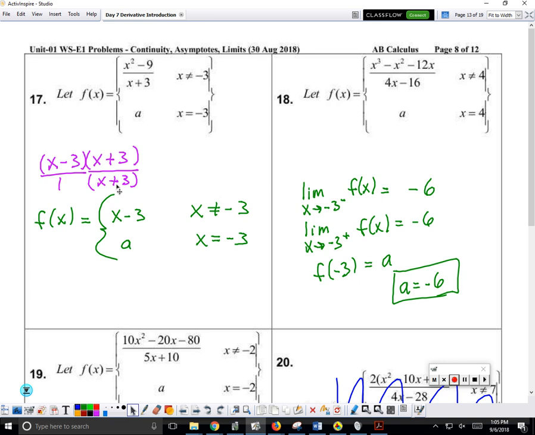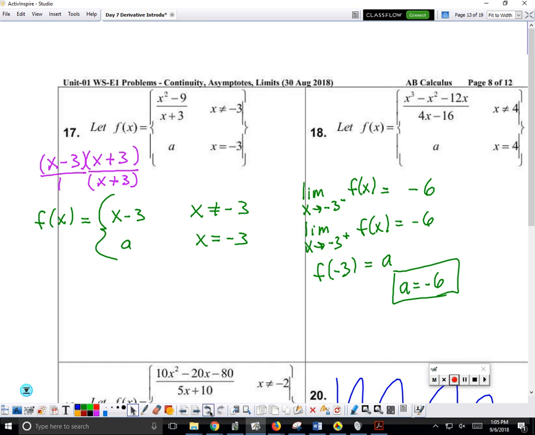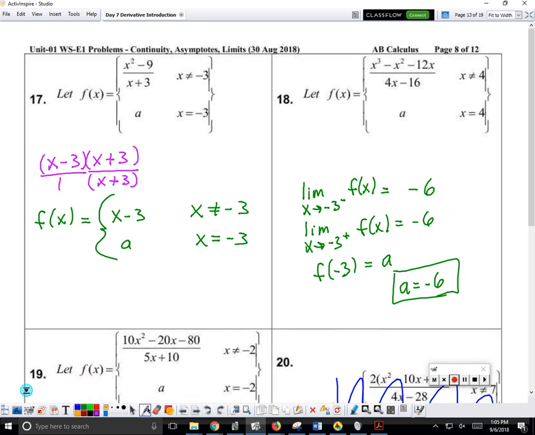So now I just start doing some limits over here. So I'm not doing this problem. Take the limit from the left, which means I'm using this formula right here. So when x is close to -3, the y value is close to -6. Same from the right. F of -3 would be exactly A. To be continuous, all three of these must be the same, so I found the value of A.